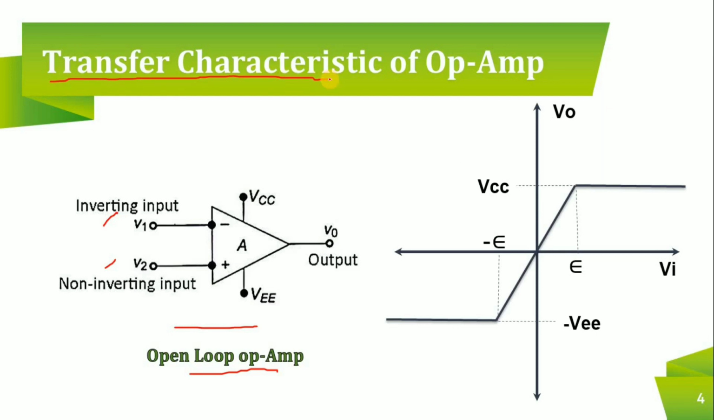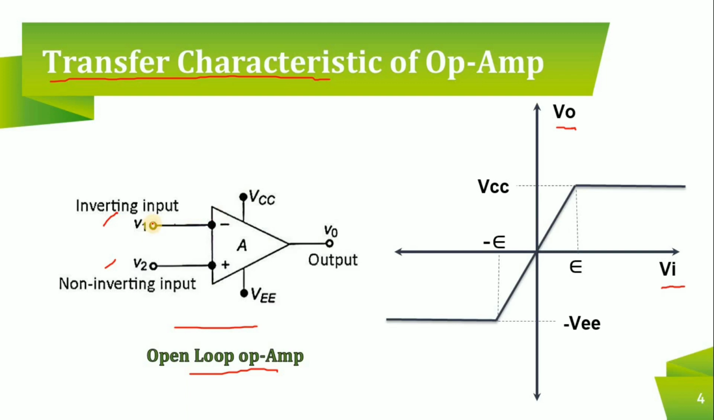Before understanding this, let us understand the meaning of transfer characteristic. Transfer characteristic is a plot of input voltage versus output voltage. It represents how your output voltage is varying when you vary the input voltage. We can see the variation of output with respect to the input in the transfer characteristic.